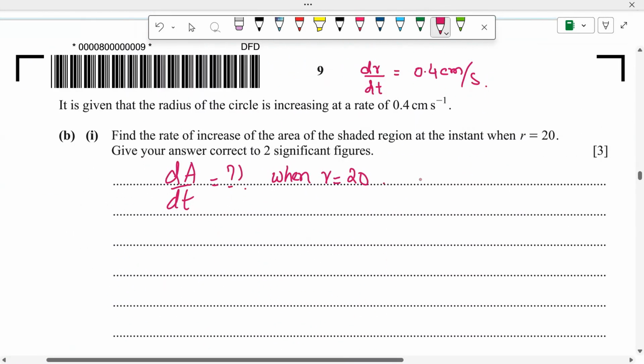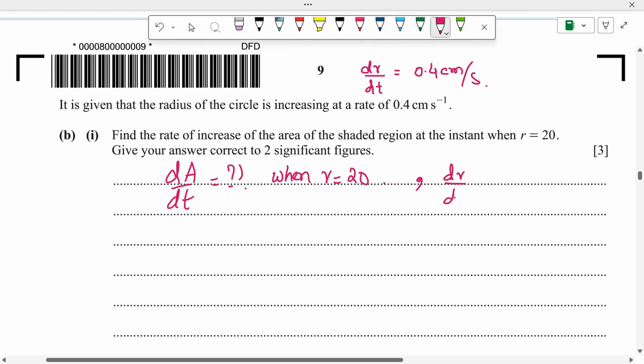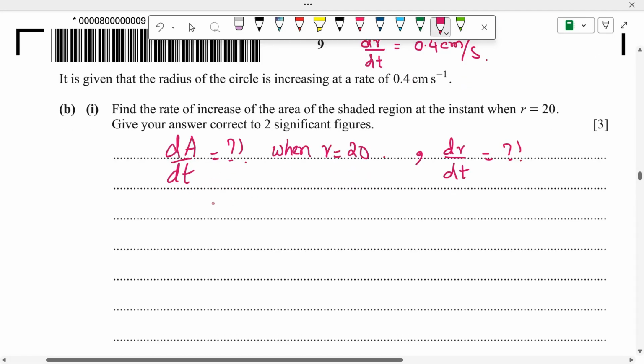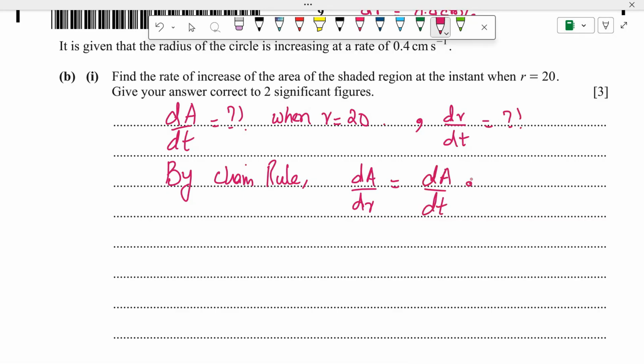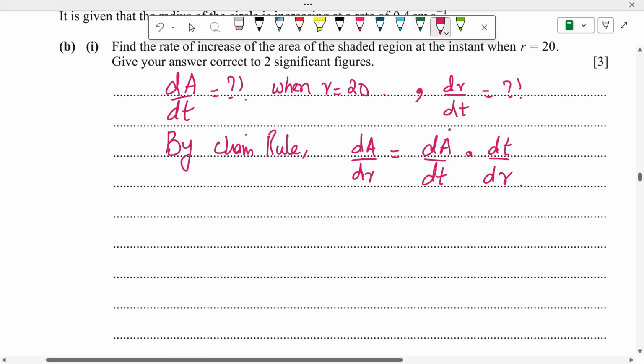And we have the information of dr over dt. And we know that by chain rule, dA over dr is equal to dA over dt times dt over dr. We need to find this information. So we will isolate this derivative of area with respect to time.